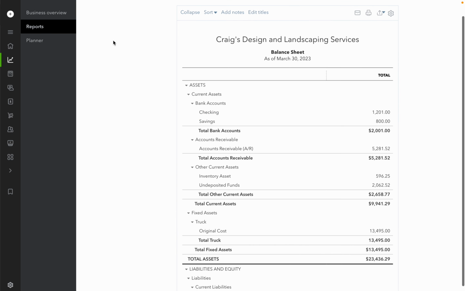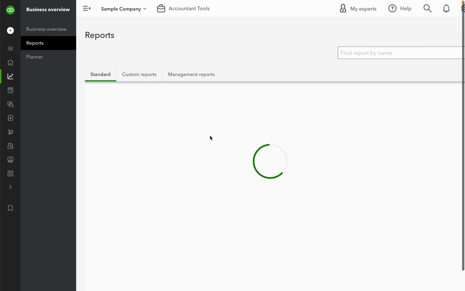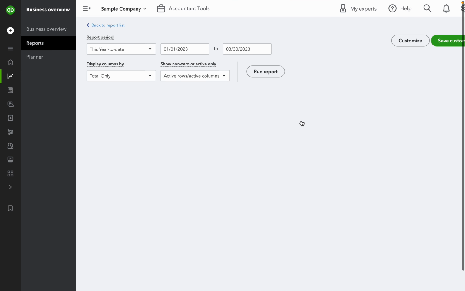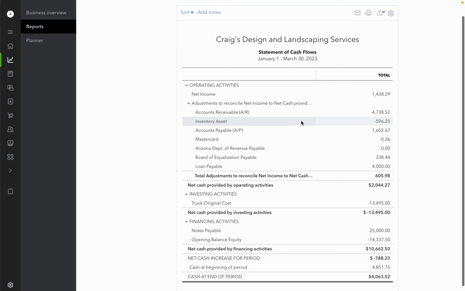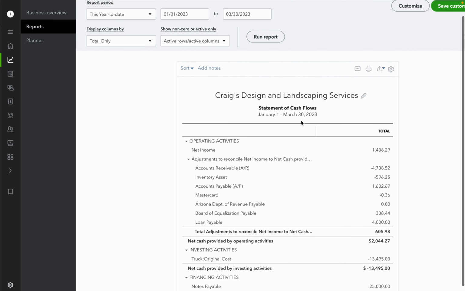Okay, so the last report that we are going to briefly review is your statement of cash flows. And as I said before, the statement of cash flows is often a forgotten statement to review, but it's very important because it shows what your cash flow is in the business for any period of time. So the statement of cash flows, we're going to review this from January 1st to March 30th.